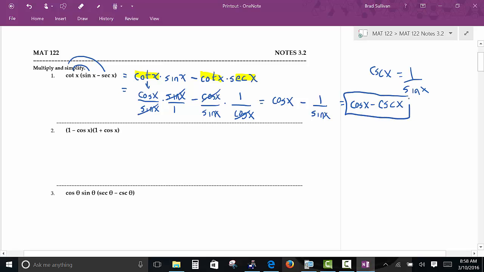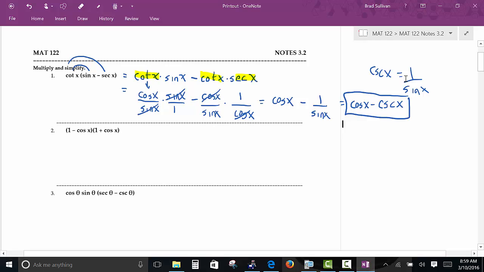What you're trying to do is use identities to simplify that expression as much as you can. And as we're doing this, you can look at the identity sheet. All the identities that I used on this are on this sheet. The ratio identities, I used that. The reciprocal identities, I used that. So they're all there. Does that make sense, what I did?